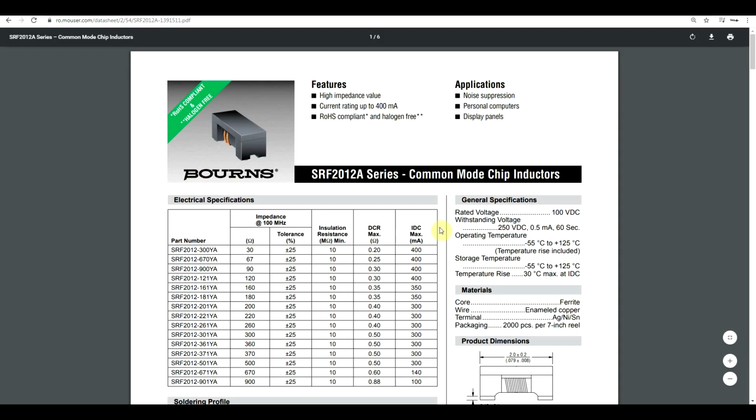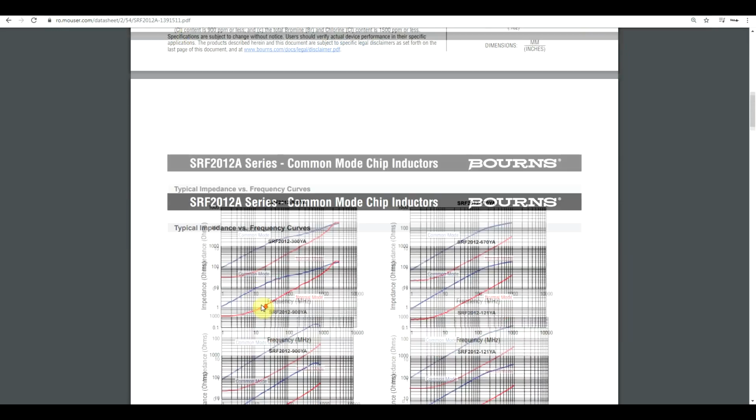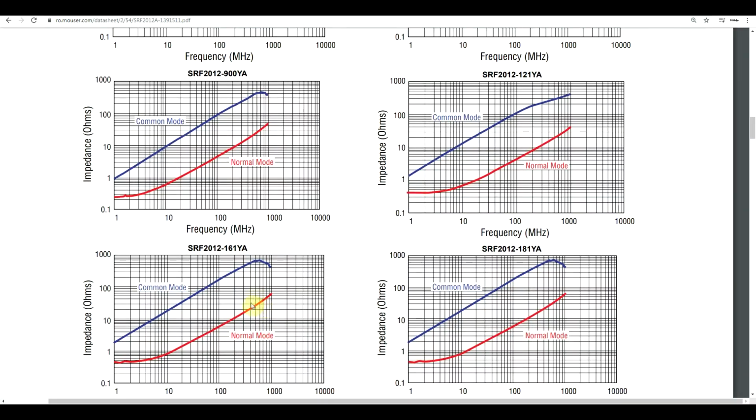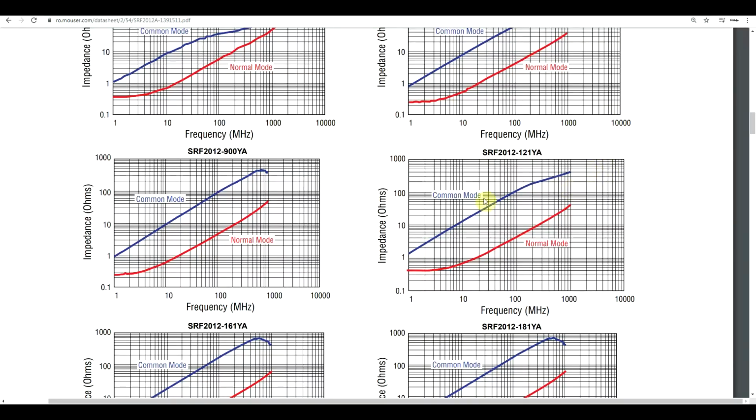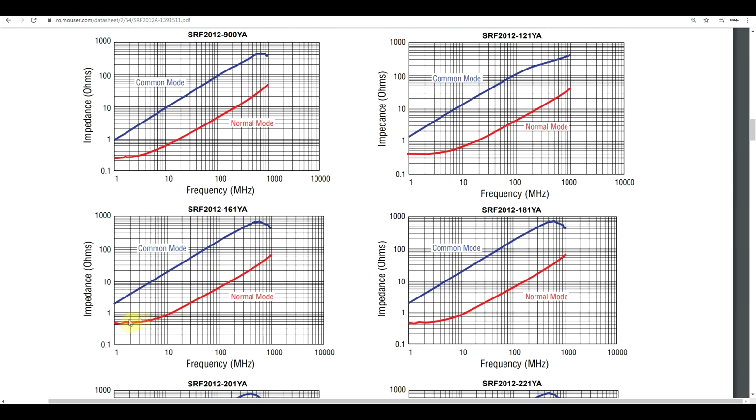For that, let's have a look at a datasheet. What I got here is a generic datasheet from Bourns that lists an entire series of common mode inductors. If we scroll through it, we see these nice little curves. Basically, what they're showing us is what the common mode impedance is and what the differential mode impedance is. I mean, they're calling it normal mode, but it's a differential mode impedance. And we can see that throughout almost the entire frequency range that is covered, you always have at least a factor of 10 of impedance difference between the two connection methods.